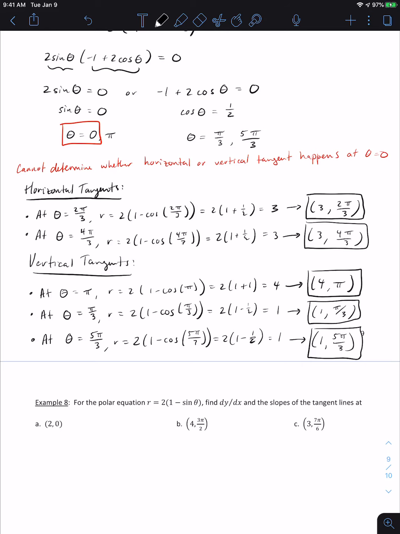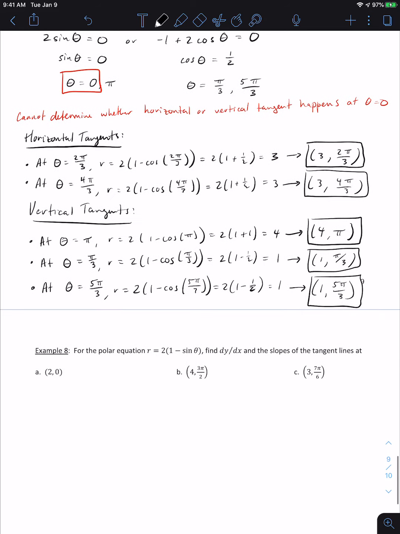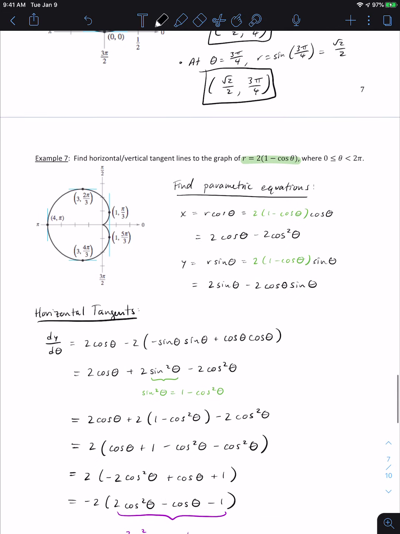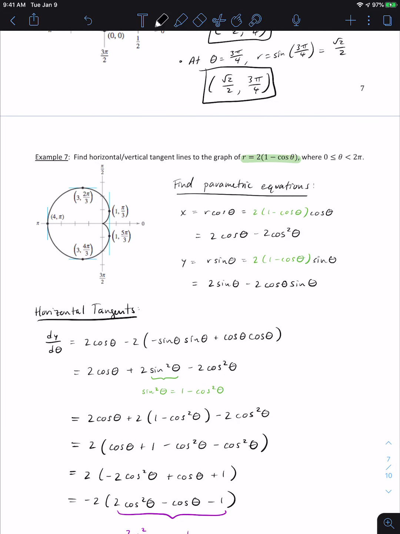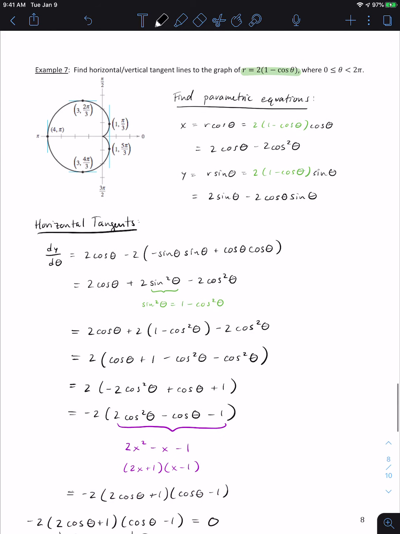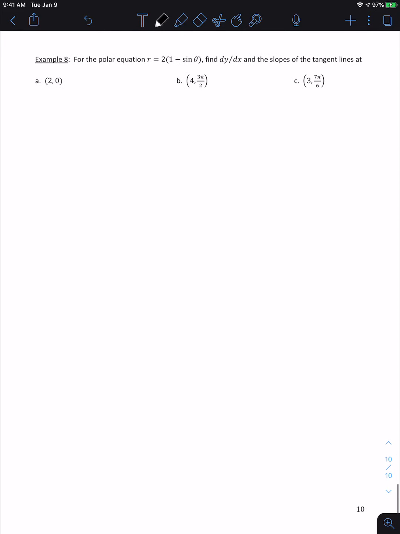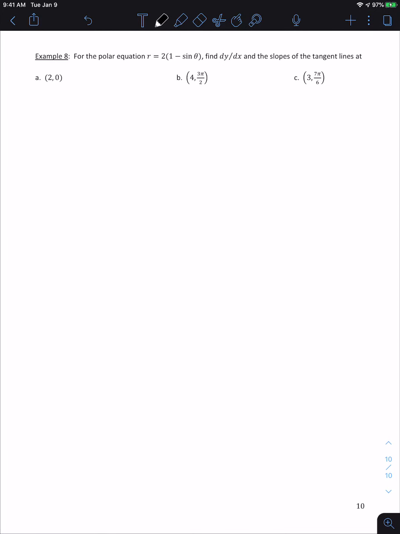Awesome. Okay, so that's the end of that problem there. Those are where I have horizontal and vertical tangents, and if I look at the graph up here, you will see that that's where all of those happen, right? And this right here was that point that we weren't sure what happened at theta equals 0. Okay, so one more here.